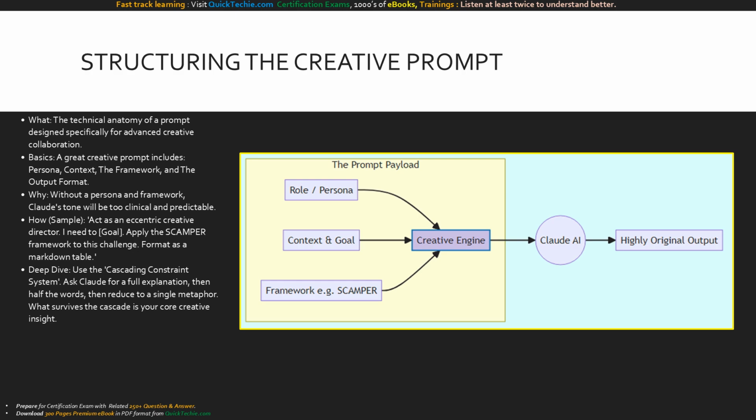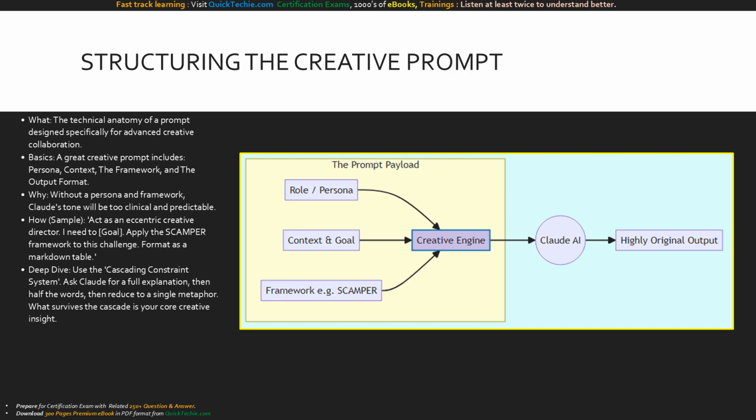Finally, a deep dive pro tip is the cascading constraint system. You ask Claude to explain a complex creative idea in 500 words. Then, prompt it to reduce it to 100 words. Then, ask it to reduce it to a single metaphor. The concept that survives that aggressive reduction cascade is the absolute, unshakable core of your creative insight.